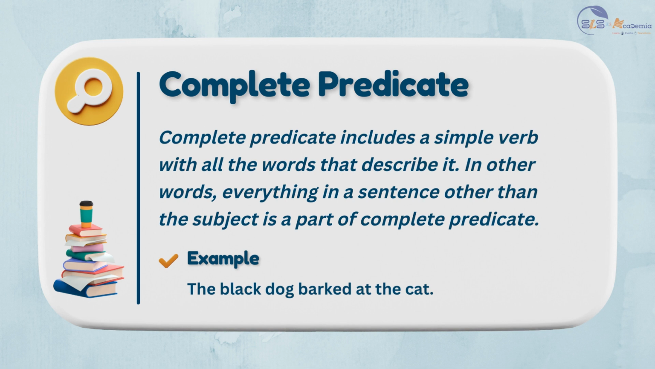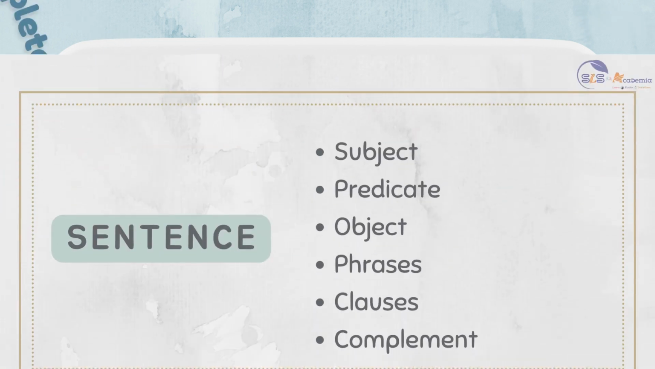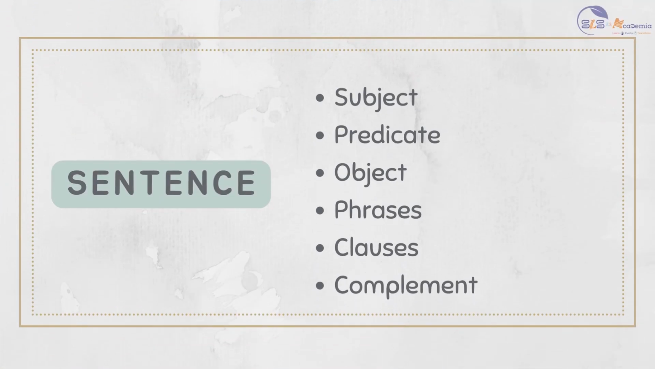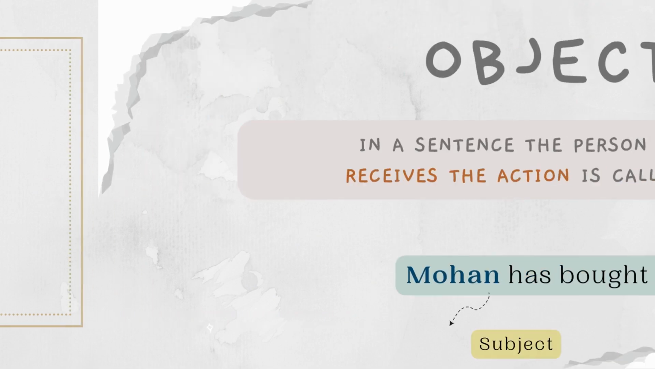Now that you know the two main parts of a sentence, subject and predicate, let us take a look at other optional parts of the sentence. Generally, a complete sentence may contain subject and predicate, which are the two main parts of a sentence that we already learned. And there are other optional parts like objects, phrases, clauses, and complement. Let us look into each of them individually, starting with the object.